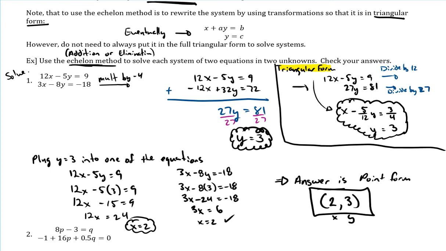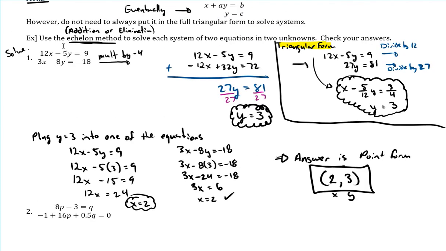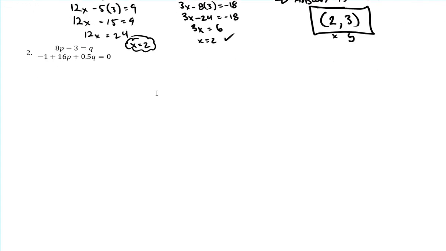So this is using the echelon method. Now again, the triangular form is only needed if they really, really want you to do it. Otherwise, I would break it down and do it in quicker steps. So for instance, on this one, I'm not going to do the triangular method. I am just going to use my echelon start and do addition and elimination to help us with it.